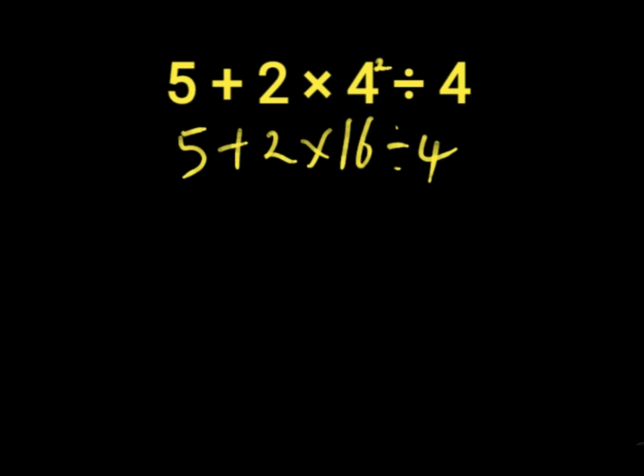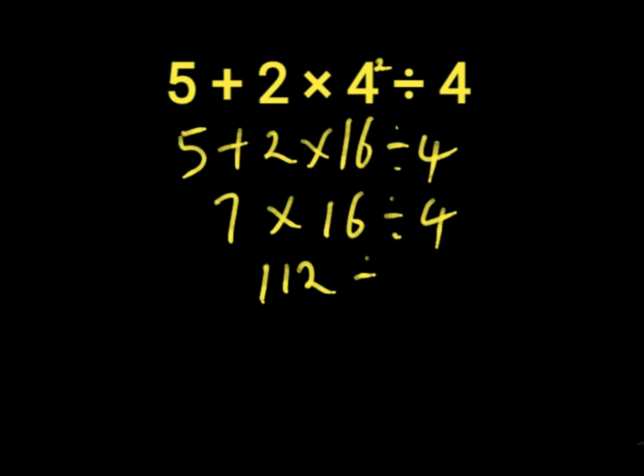So 5 plus 2 will give us 7. 7 times 16 divided by 4. 7 times 16 will give us 112 divided by 4. 112 divided by 4 will give us 28.